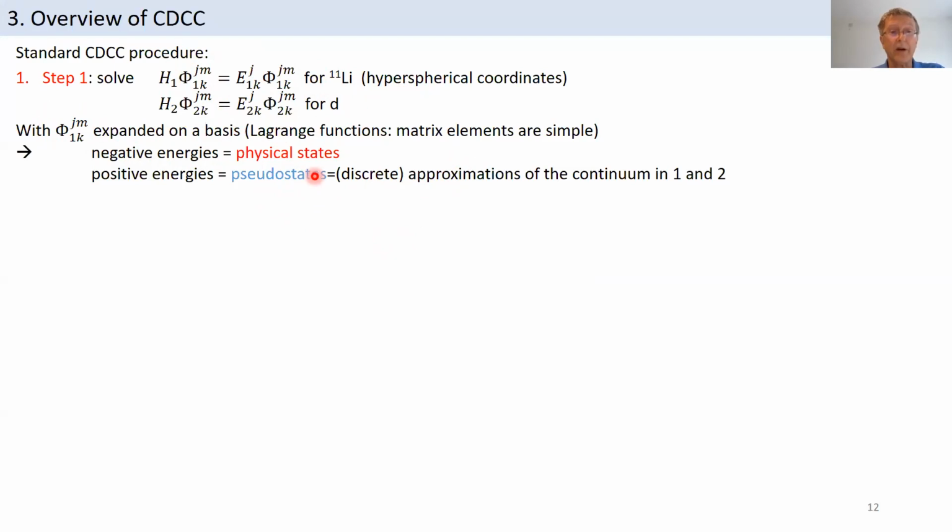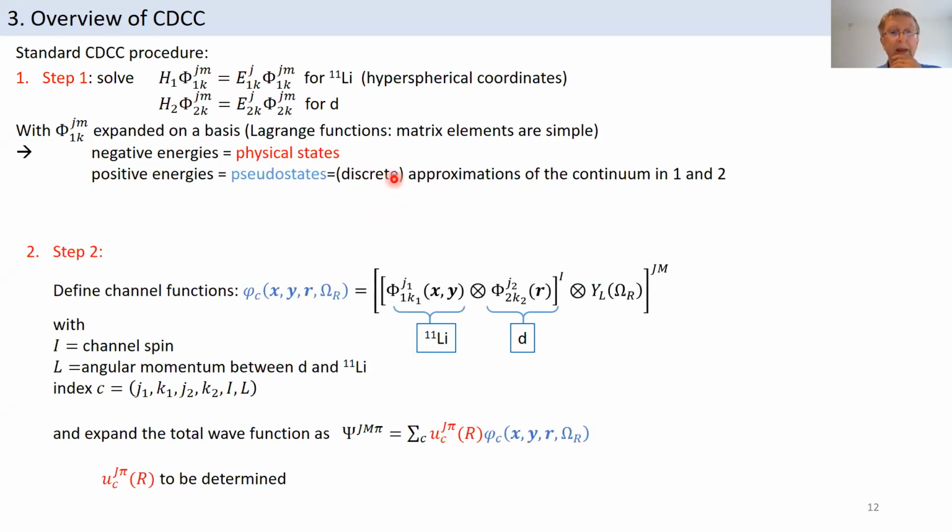And then, as usual, you have states with a negative energy, which correspond to physical states. And in many cases, there is only one physical state. And then positive energies, which are called pseudostates, and which correspond to approximations of the continuum in the projectile and the target.